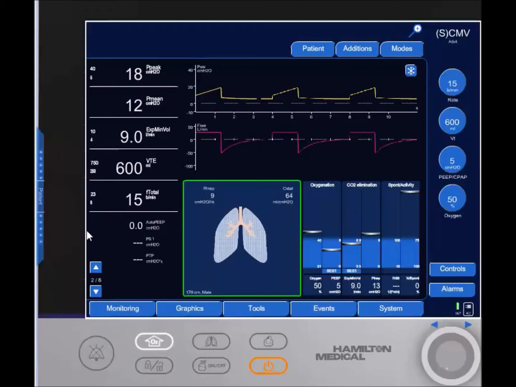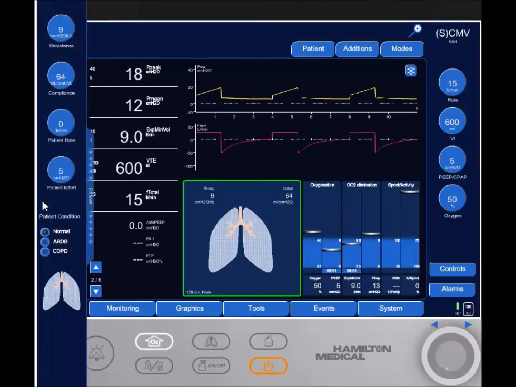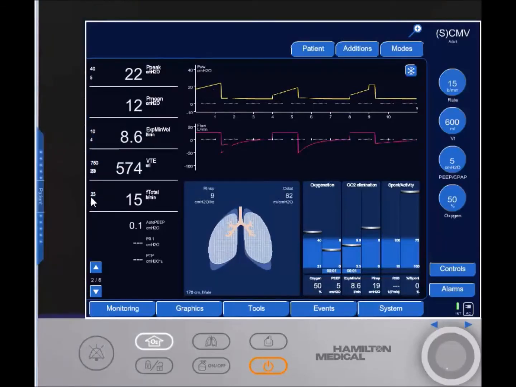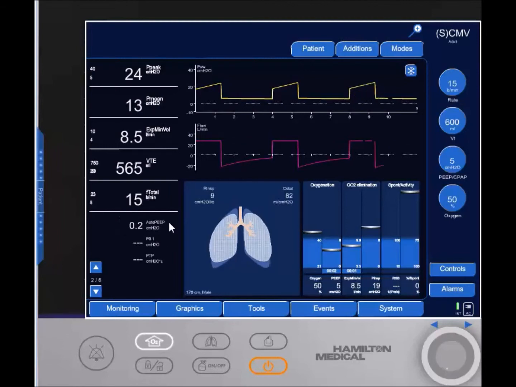Let's find out. So I'm going to change my patient to a patient with COPD. I'm going to make it more obstructive, and this should create some dynamic hyperinflation. And if we notice our auto PEEP measurement here in the lower left hand corner, I have an auto PEEP of 0.2 centimeters of water. So volume control CMV with set point does not prevent auto PEEP or limit auto PEEP.